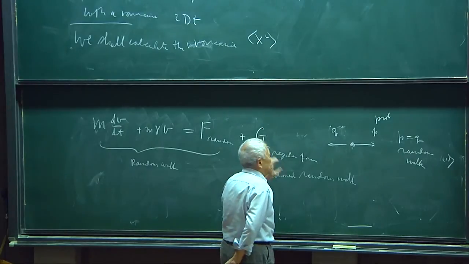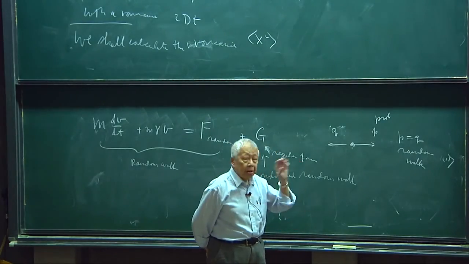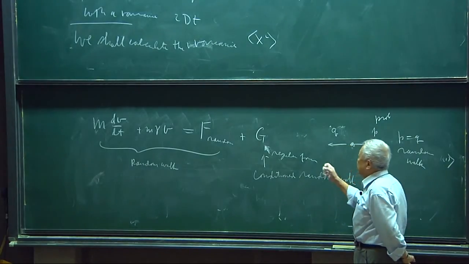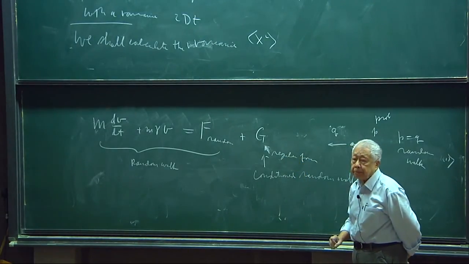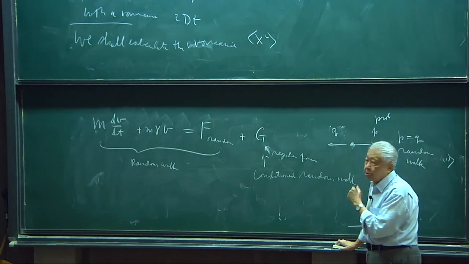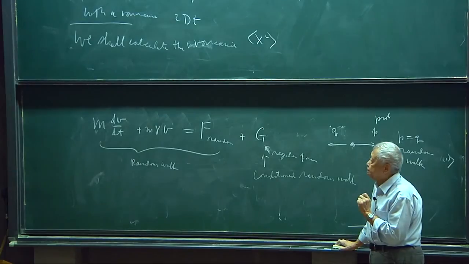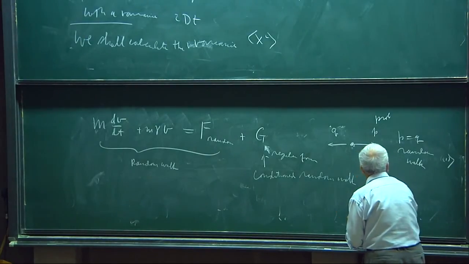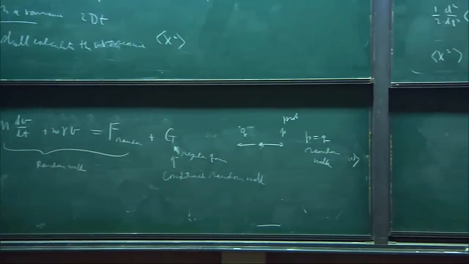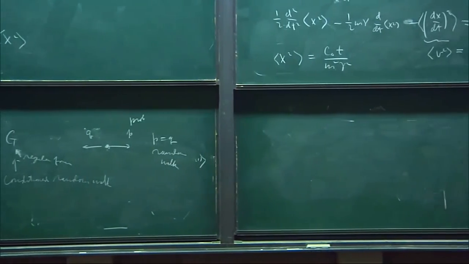If you have this term, maybe you cannot solve it analytically, but you can do it on the computer. You can make P not equal to Q by weighting it with this G. And that's called a conditioned random walk. Now, how do you weigh it? You weigh it by considering what you want to do when you solve this equation.